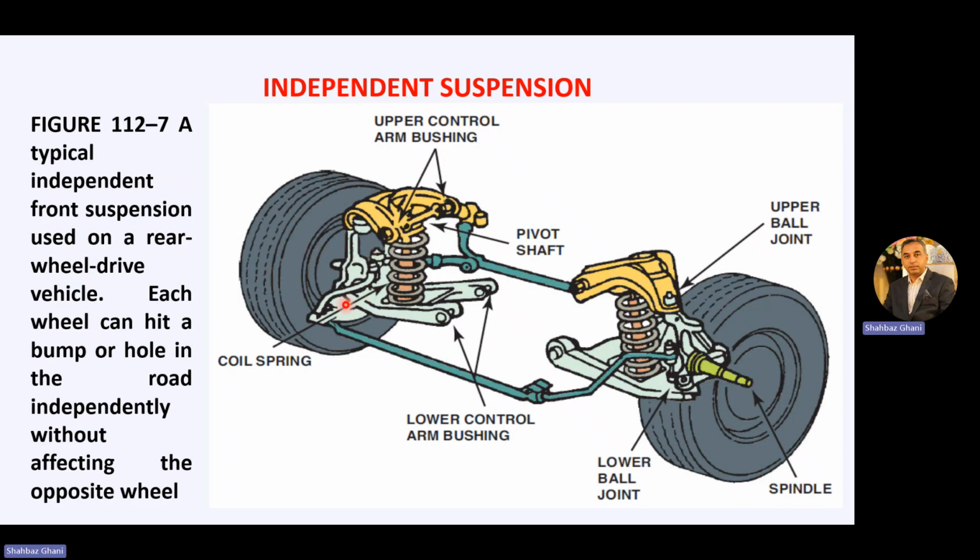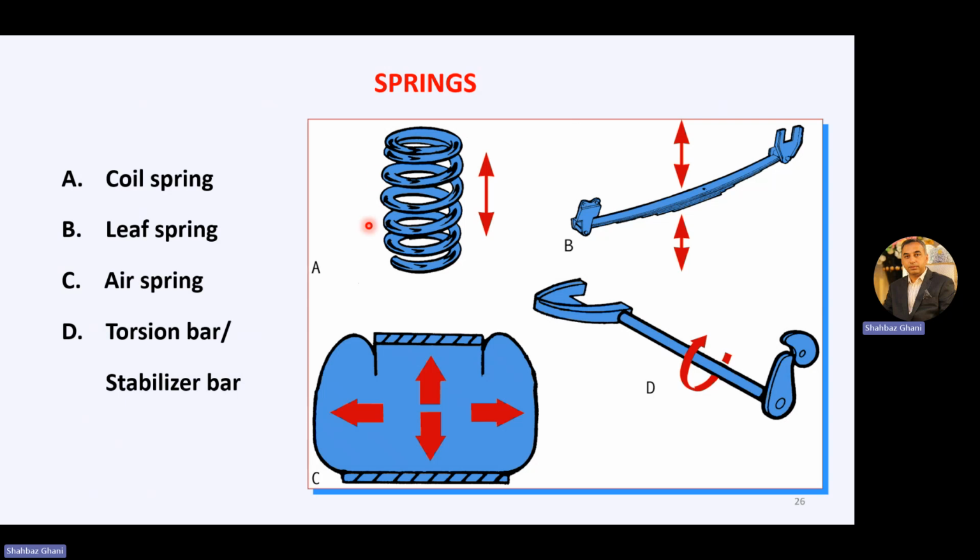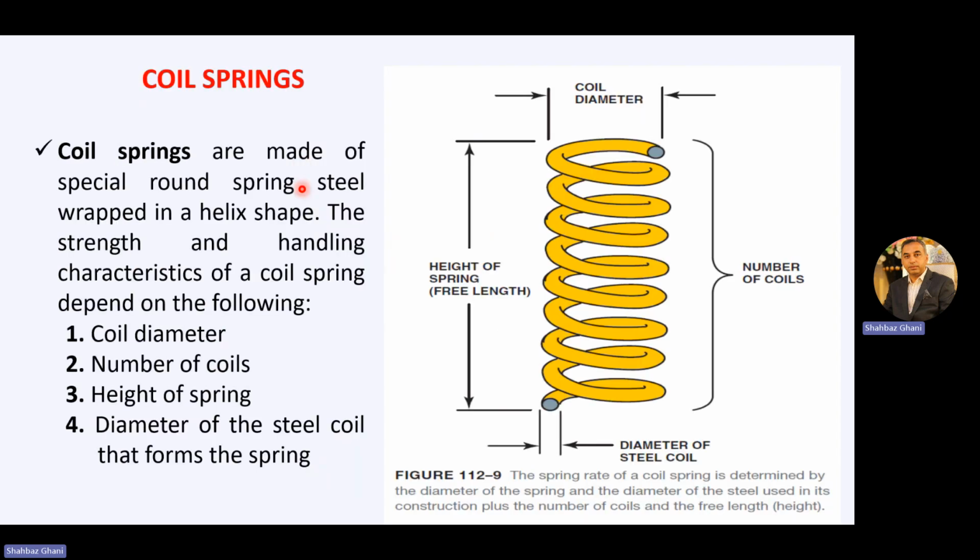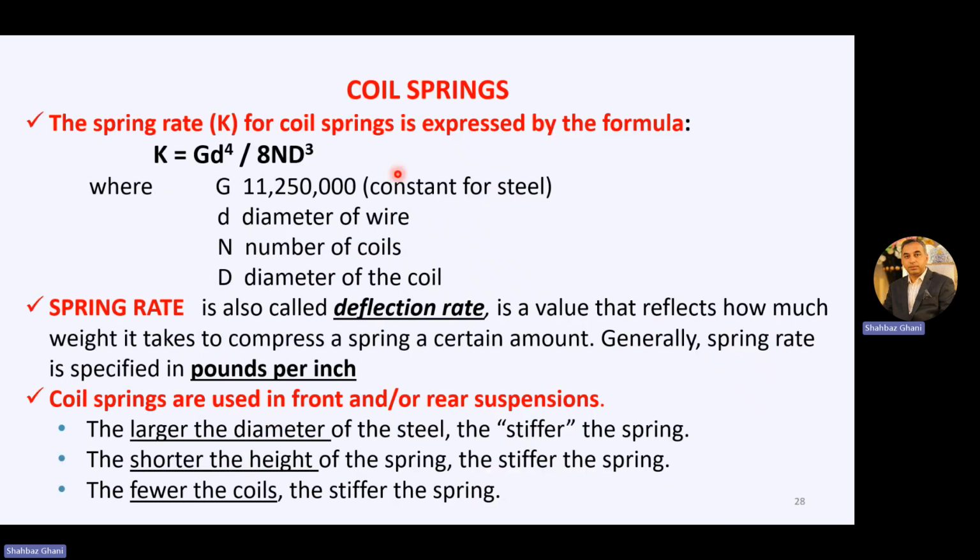And then we have talked about the springs. Four types of springs are generally used in the suspension: coil spring, leaf spring, air spring, and torsion bar or stabilization bar. Then we have talked about the coil spring, the coil diameter, number of coils, height of the spring, and diameter of the steel that forms the spring. Then we have calculated this formula.